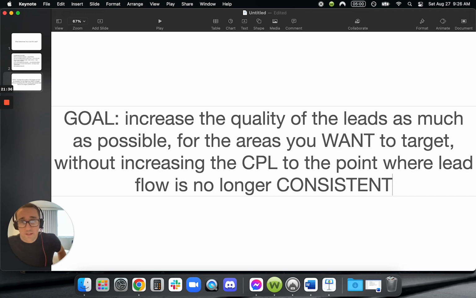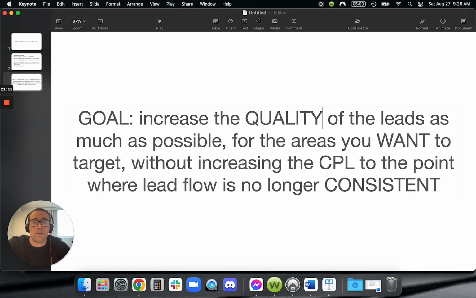This is the main point. So again, I'll repeat this. The goal is to increase the quality of the leads as much as we possibly can for the areas that you want to target without increasing the cost per lead, okay, to the point where lead flow is no longer consistent. These are the main points, right? Quality, we want to go up. We want to stay in the areas that you want to target. And we want the cost per lead not to go so high with the quality where you're not getting enough leads. This is the main thing.